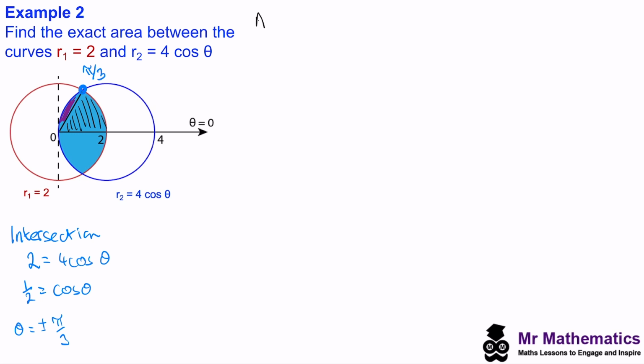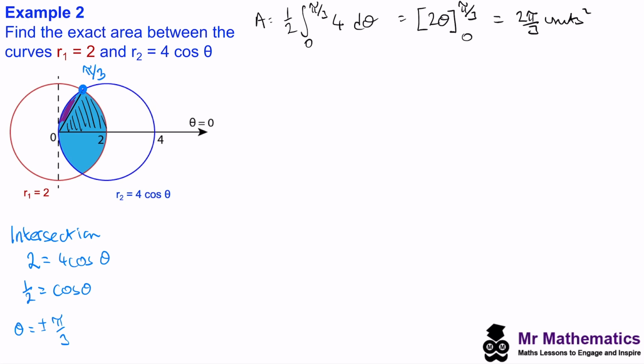So when we find the black area, we've got 1/2 times the integral between 0 and pi over 3, so between the initial line and the line separating the two shapes, of r squared, but r is 2, so 4 d theta. And when we integrate 4 with respect to theta, we get 4 theta, times that by 1/2, and we get 2 theta. So we've got 2 theta between the limits of pi over 3 and 0. So this will give us an area of 2 pi over 3 units squared.